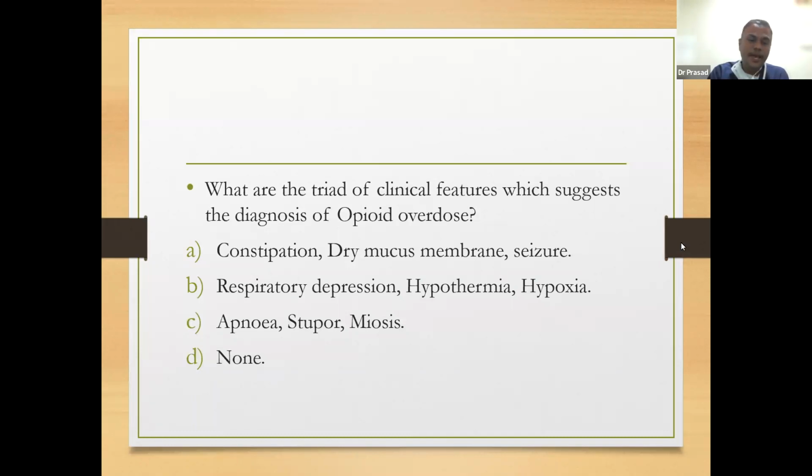So the answer is C: apnea, stupor, meiosis. These are the classical triad, and with proper history and these clinical features you can come to a conclusion of opioid overdose.